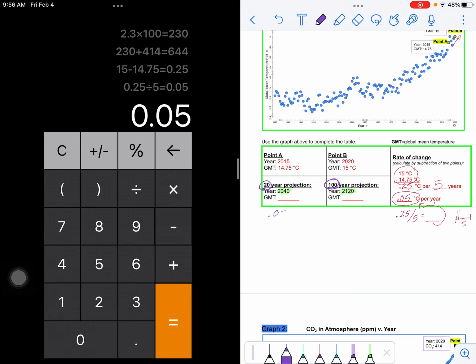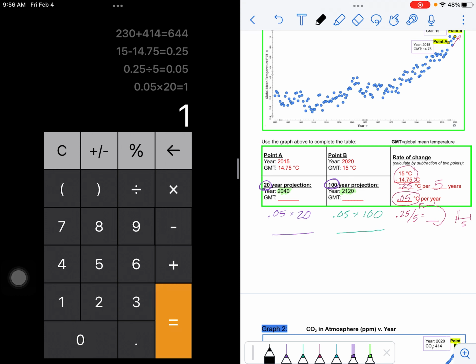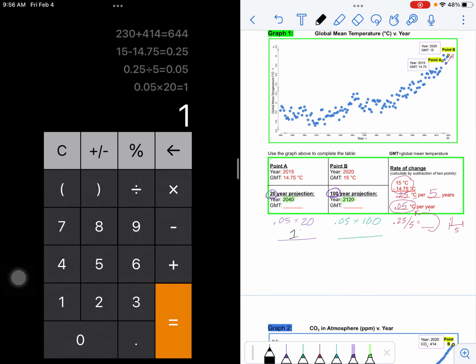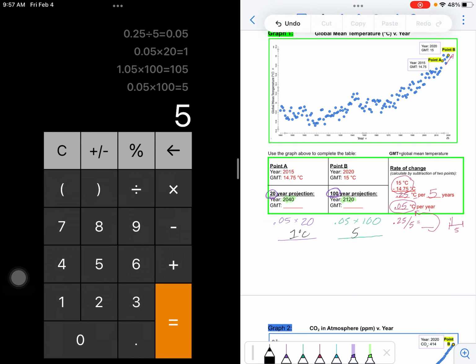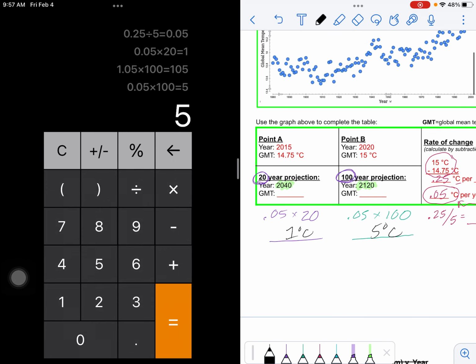So if it's 0.05 every year, well, over 20 years, what will my change be? Same thing here. If it's 0.05 per year, in 100 years of that same exact change, what would my total be? So I've got 0.05 times 20, that's 1 degree of change, and 0.05 times 100, there we go, 5 degrees of change. So that's the amount of change for each of those time frames.